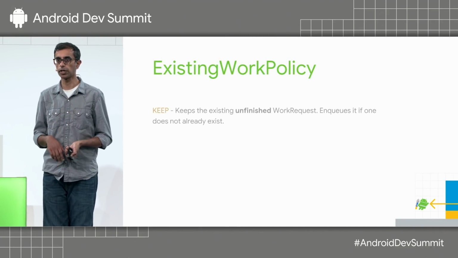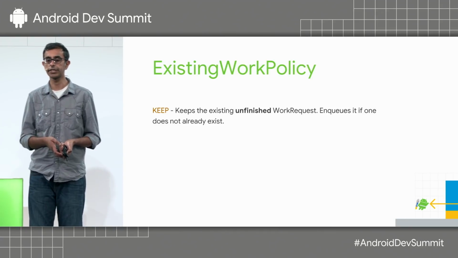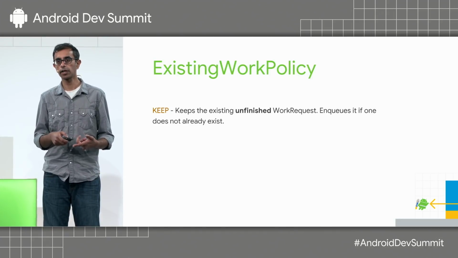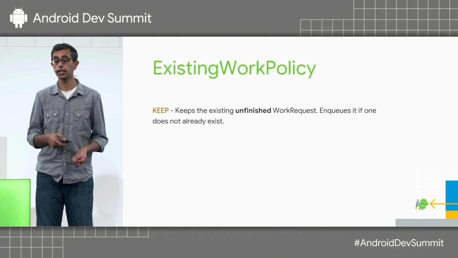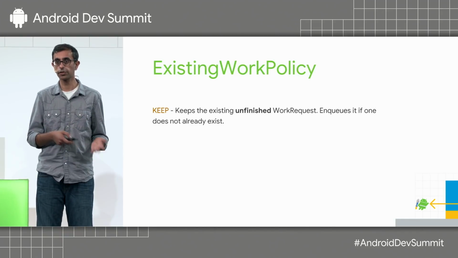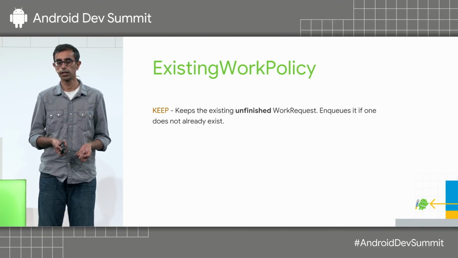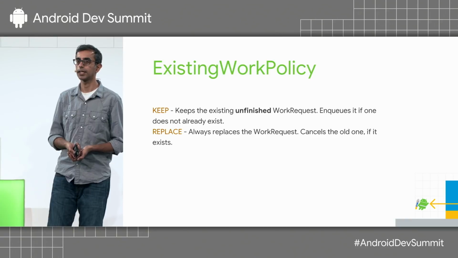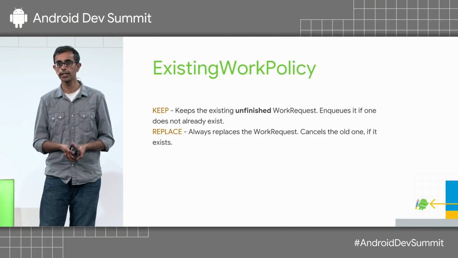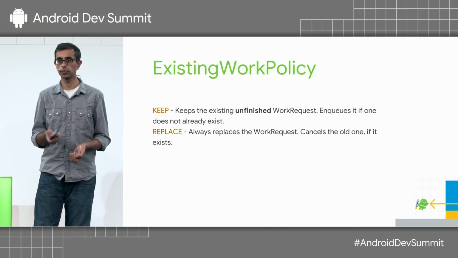So the existing work policies are the interesting things. There's 3 of them. The first one is keep, which keeps the existing unfinished work. So if you have things that are in blocked, running, or enqueued, it will keep them. And if the work is already finished or it's not there to begin with, it'll enqueue whatever you just sent along with that call. The next one is replace. It always replaces the work request in the database. If your work is running, it'll get stopped, as I described a few minutes earlier. It cancels the old work, and it stops it.